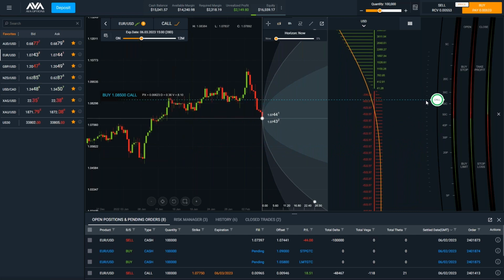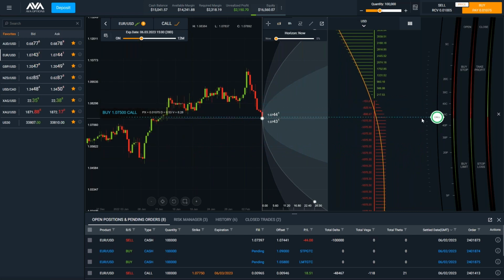So if I set my strike here, the market's trading at 107.45. Let's say I buy an option. I have the right to buy Eurodollar at 107.50. It's going to cost me 107 pips. You can see it here, 107 pips. On $100,000, I click this white box in the middle. I'm going to be paying $1,074 for the right to buy 100,000 euros at 107.50 in a month.